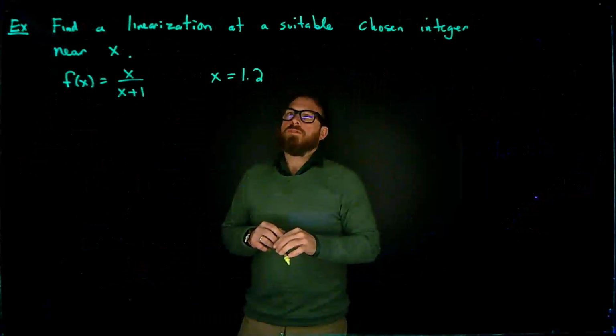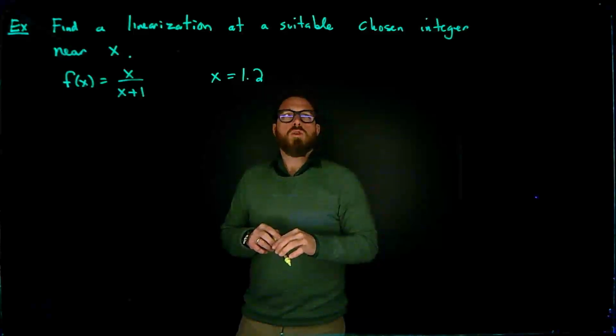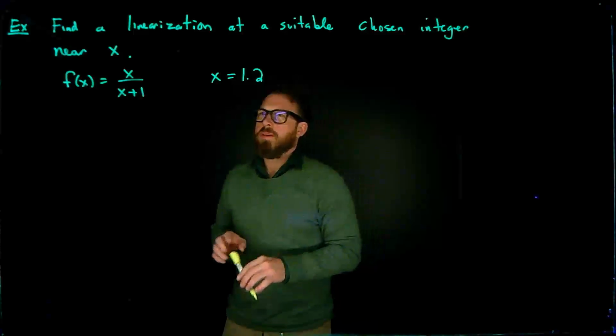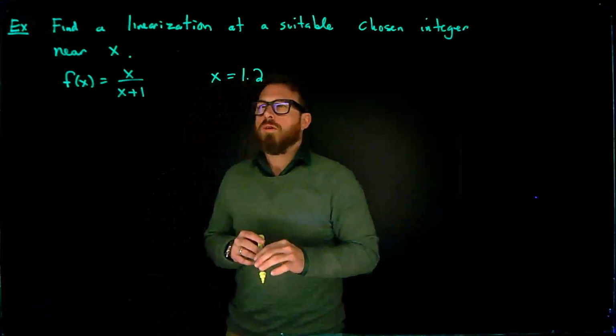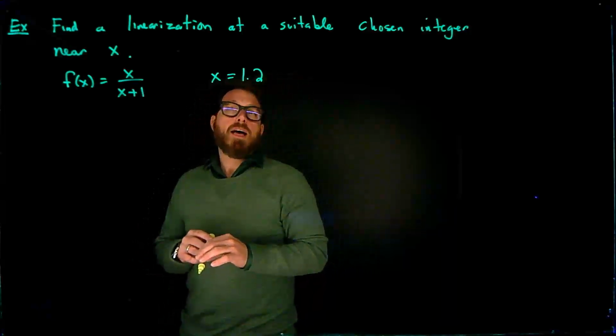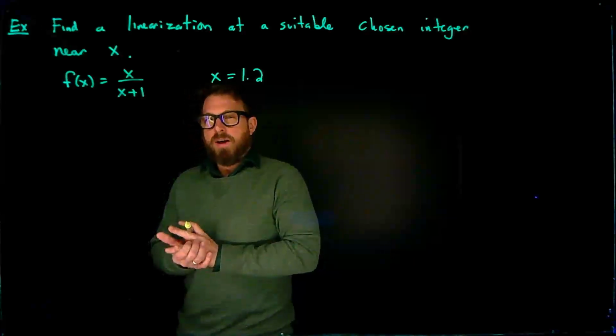So let's do another linearization to estimate a value for a particular function. What I want to do is find a linearization at a suitably chosen integer near this x value. I'm given f of x, which is x over the quantity x plus 1, at x equals 1.2, and I want to find the linear approximation.